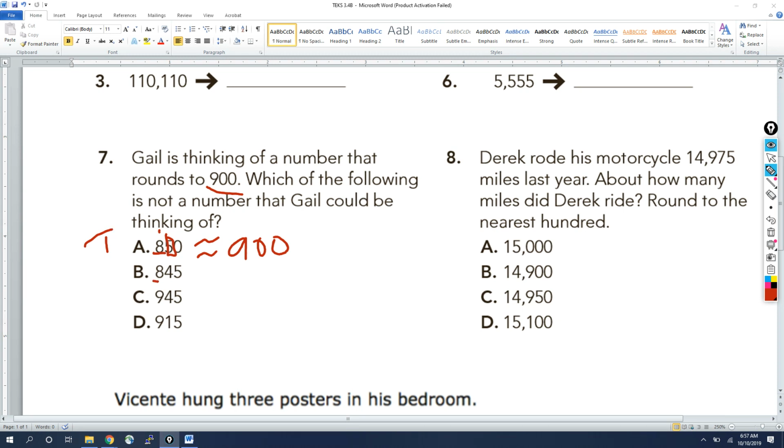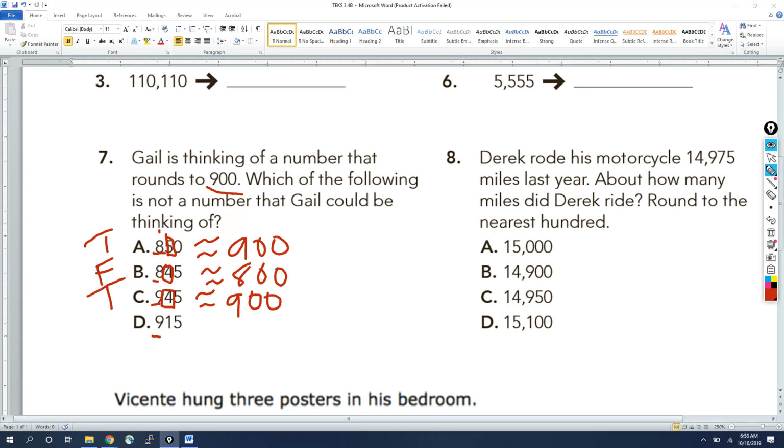Okay, 800, box the 4. So 4 is less, so the digit in the place value being rounded stays the same. So it's going to be 800, and this is 4 because they're looking for what? 900. Underline the 100 place, box the next number. 4 is the weak number, so the digit in the place value stays the same. Everything else will become a 0. So this is another true statement.